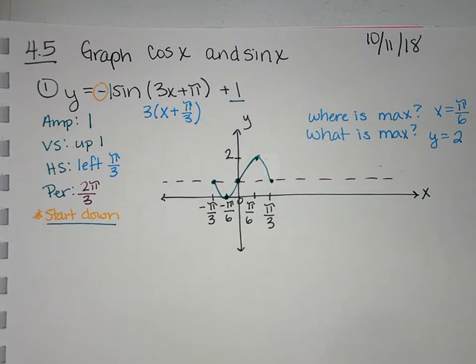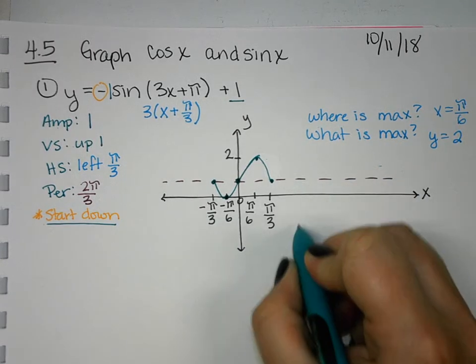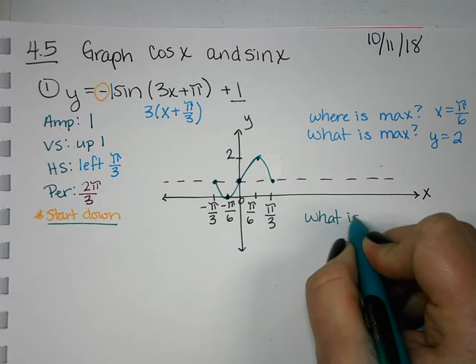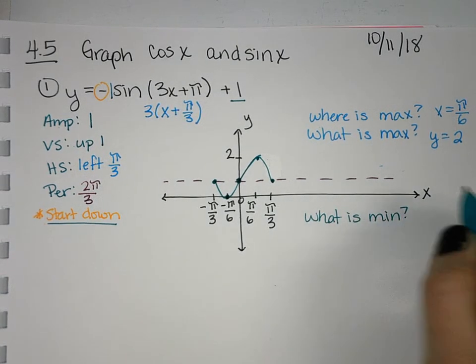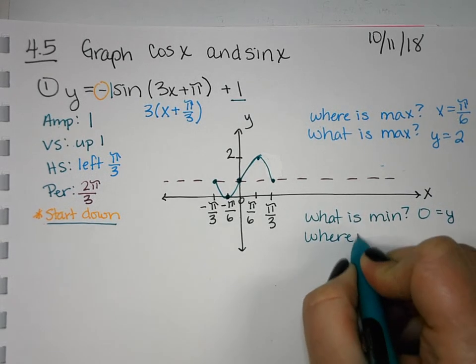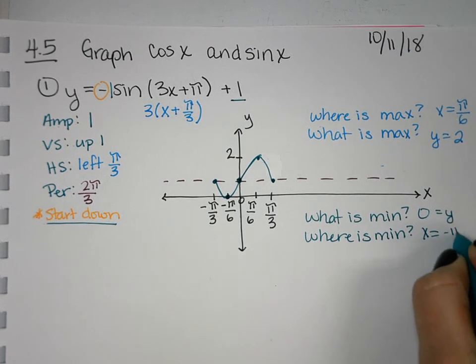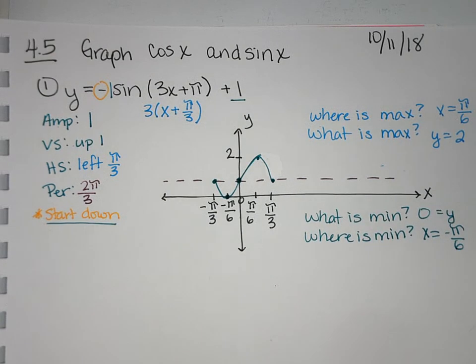Another question would be, what is the minimum and where does that occur? So for minimum, what is the minimum? Your minimum is 0. Where does that occur? At x equals negative pi over 6. Okay, so these are some questions that you could be asked about a graph, and you'll need to know the difference between what and where and which value it's actually talking about. And we're going to go over more of these questions on our in-class example as well.